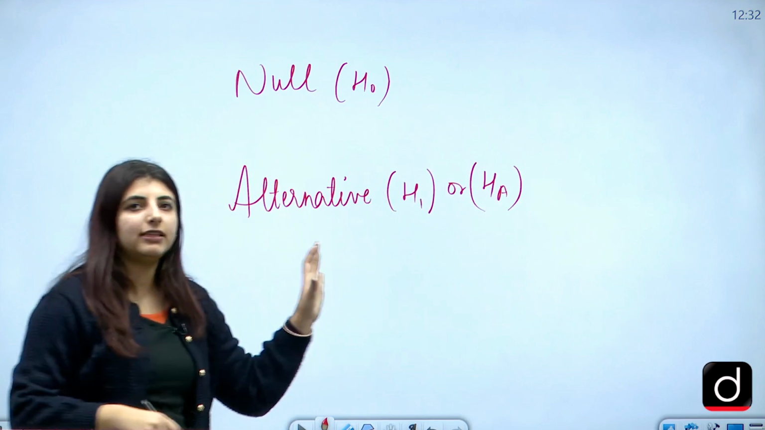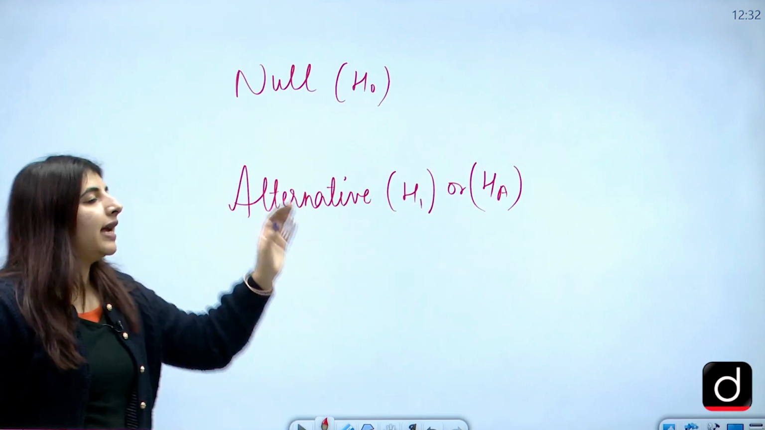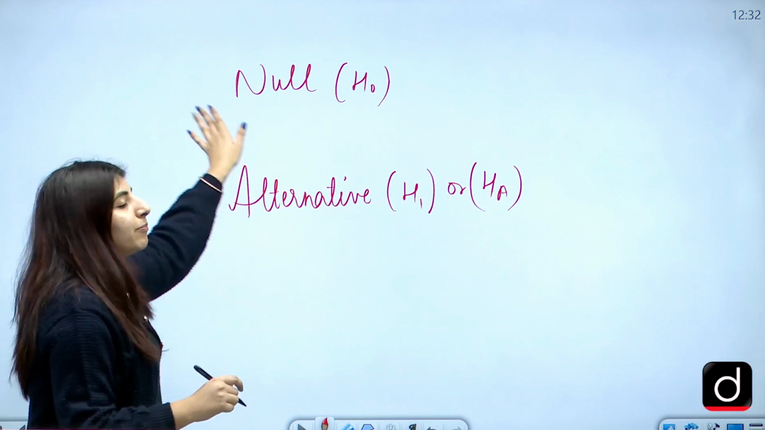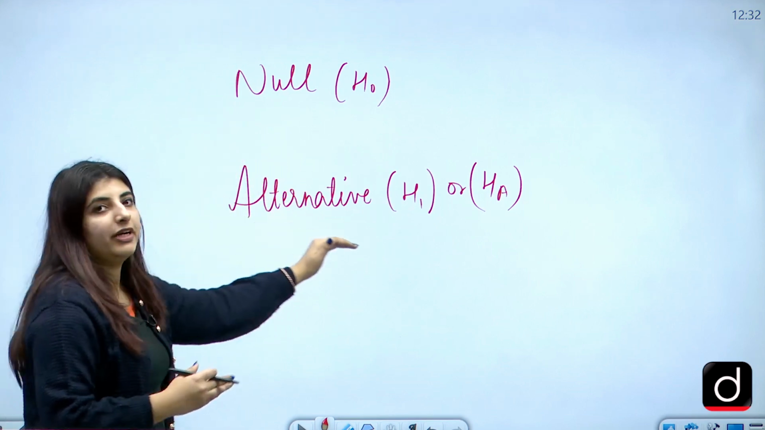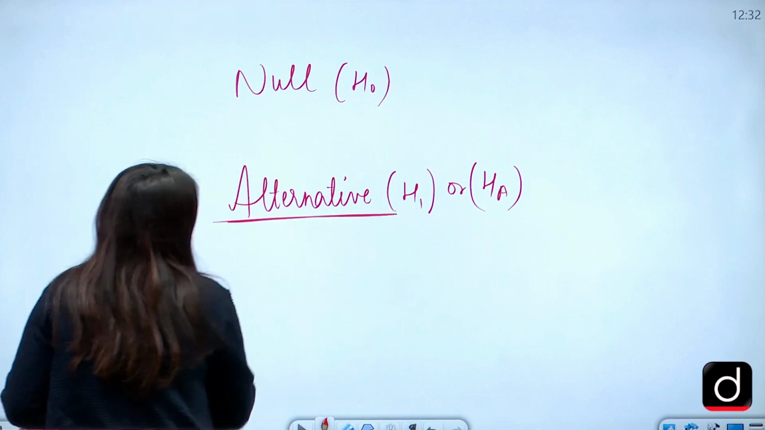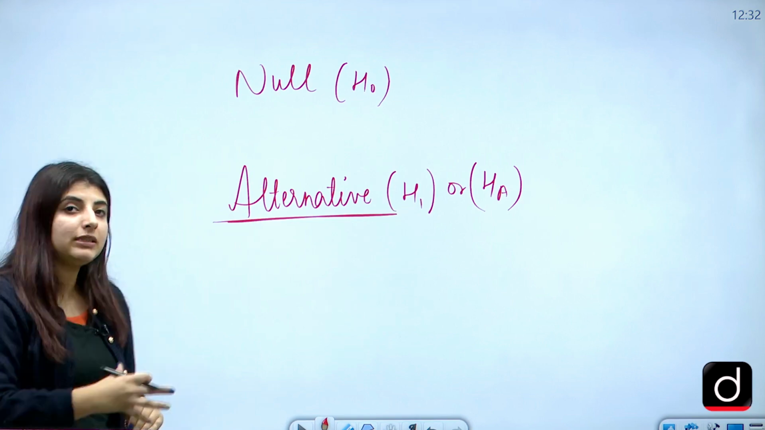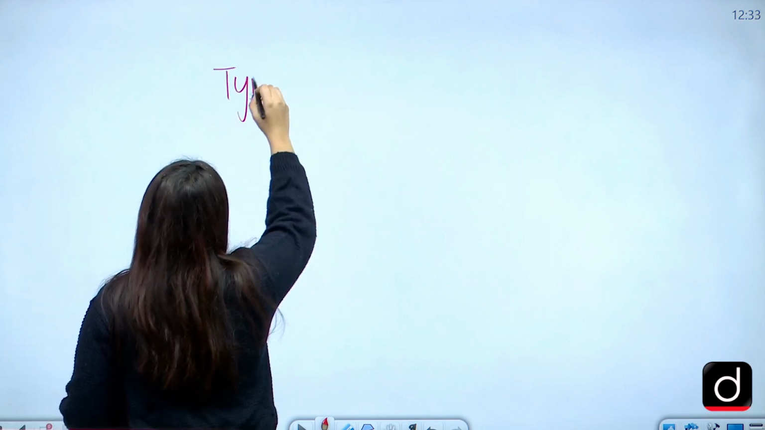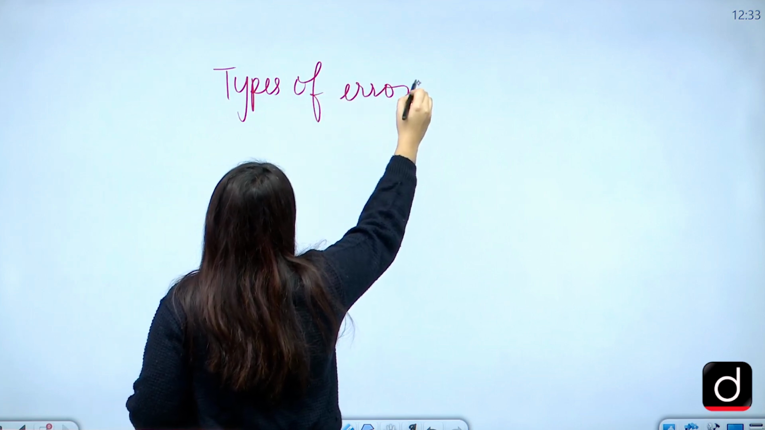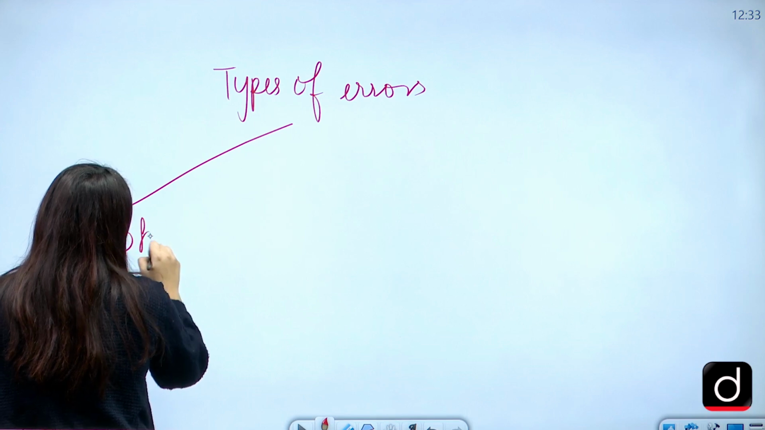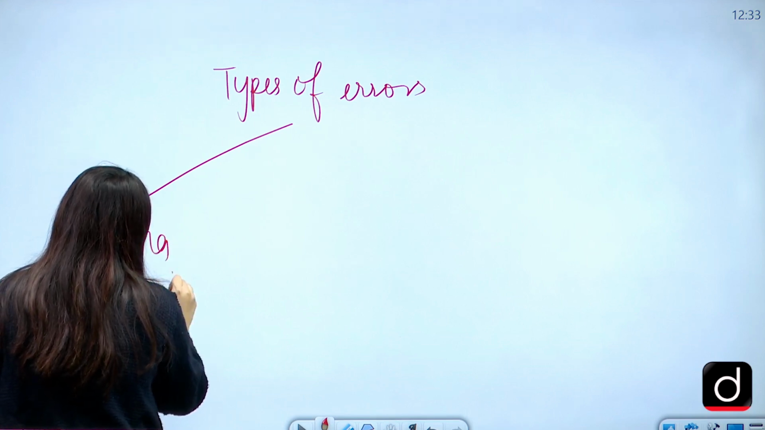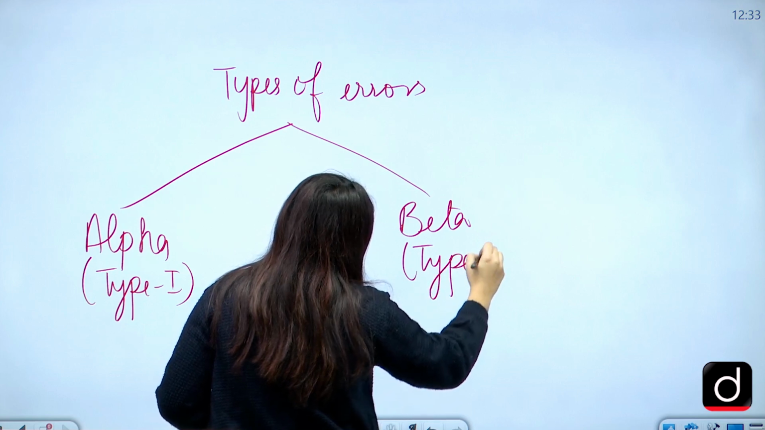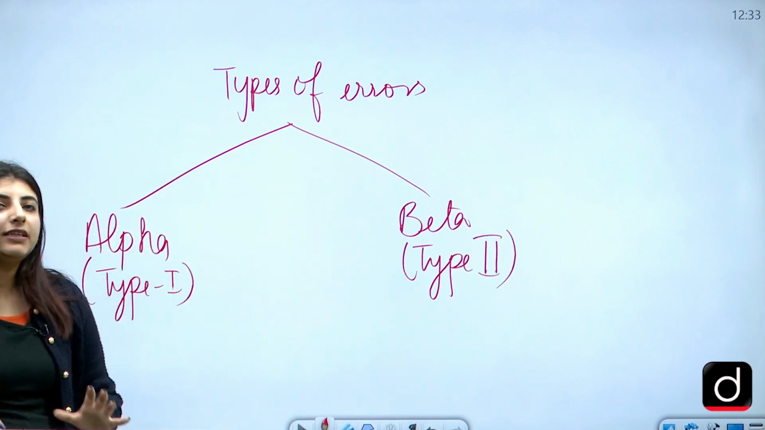Right? The null is the one which shows that there is no differentiation between the variables, and it is the one which is always tested, so that the researcher can reject it to prove what he wants to prove. What the researcher wants to prove will be the alternative hypothesis. What the researcher wants to disprove will be the null hypothesis. Then we talked about the two types of errors: alpha, which is type 1, and beta, which is type 2. Correct? So these were the things that we did.